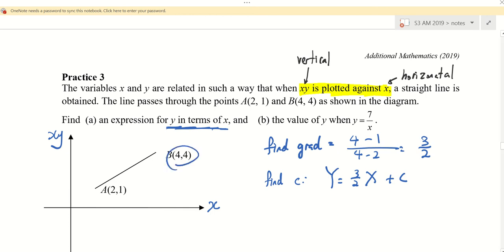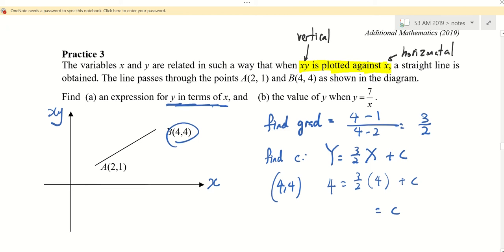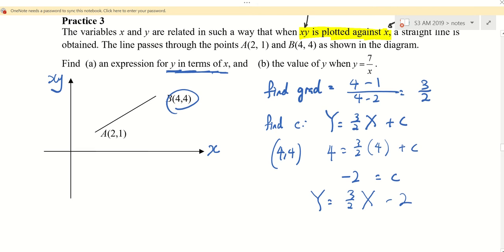Sub in 4, 4. So at 4, 4, so what happened? 4 is equals to 3 over 2 times 4 plus C. What's the value of C? Have you done already? Oh, what's the answer? Minus 2. So what's the equation now? Big Y equals to 3 over 2 big X minus 2. Alright, very close to the final answer. Next person, get ready.